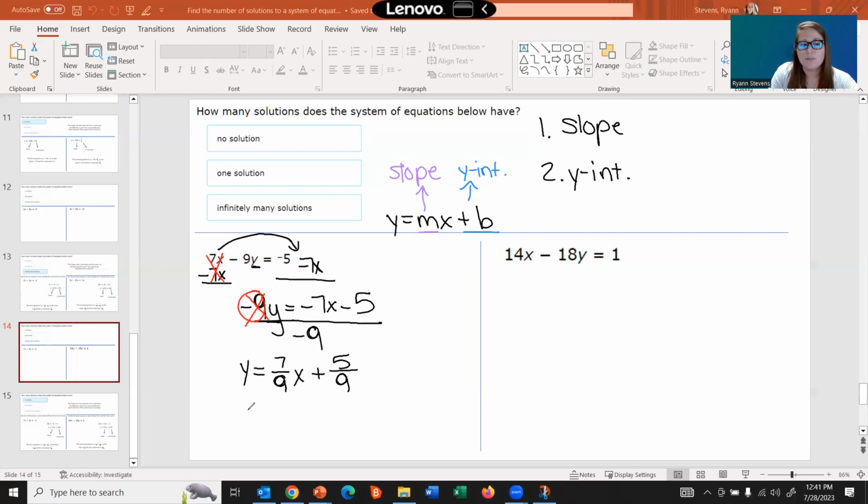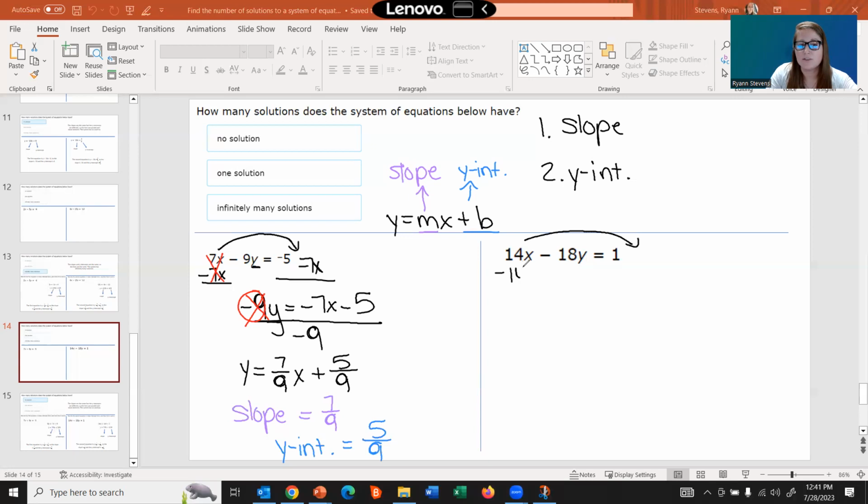So now our slope of this line is going to be 7/9, and our y-intercept will be 5/9. And then we can move on to the second equation. We're going to do the same thing. We want to get our x to the other side and get y alone.